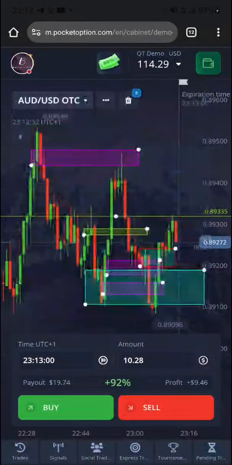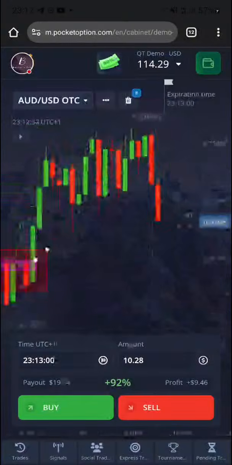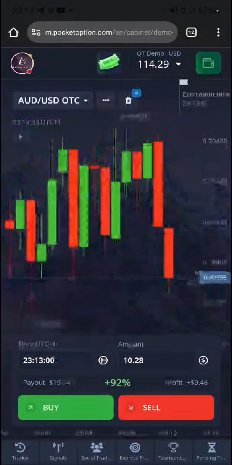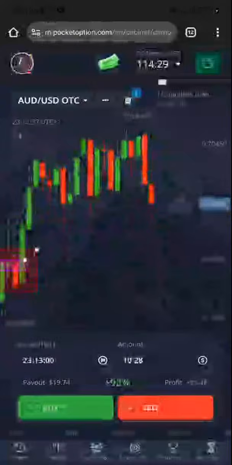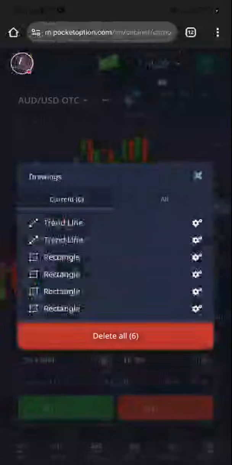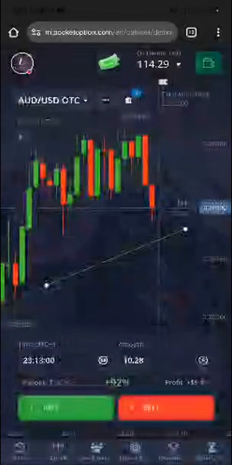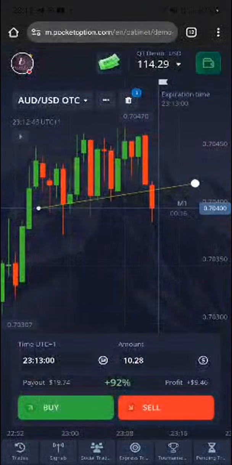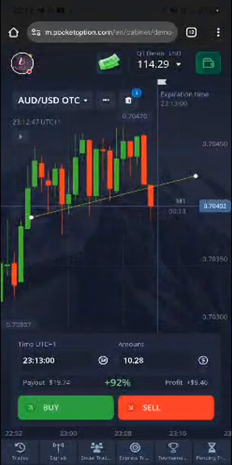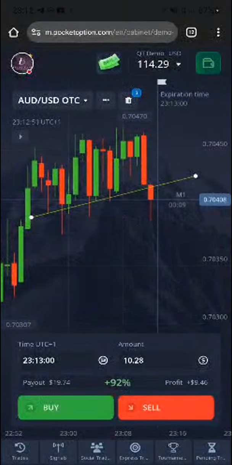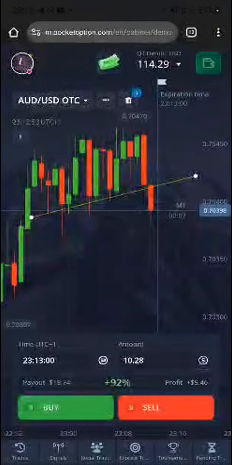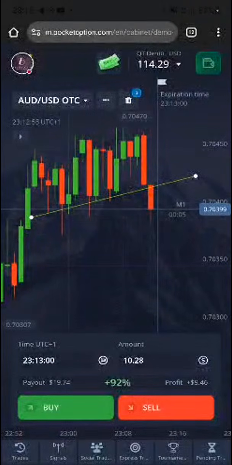But let me check all those markets that we marked. This is a liquidity sweep. Let me mark it for you so that you see. It's a liquidity sweep. A lot of people lose money on this kind of movement. When the market makes this movement, they think it will still go back up, and they keep buying, and the market keeps selling, and they wonder why the market keeps selling.